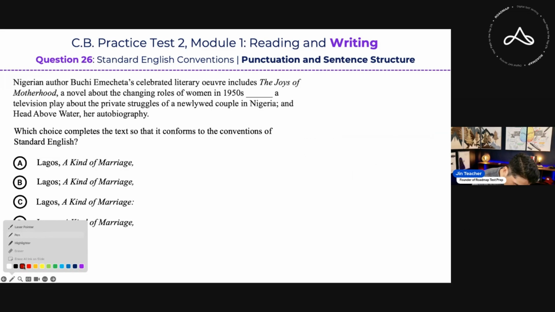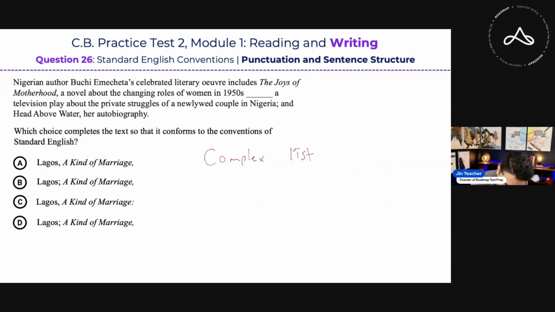So when you encounter a sentence that has a complex list, what is a complex list? Well, we know a list is just a list of items. So if we say, I want chicken, veggies, and potatoes, we have a list. We have three items in the list: chicken, veggies, and potatoes.